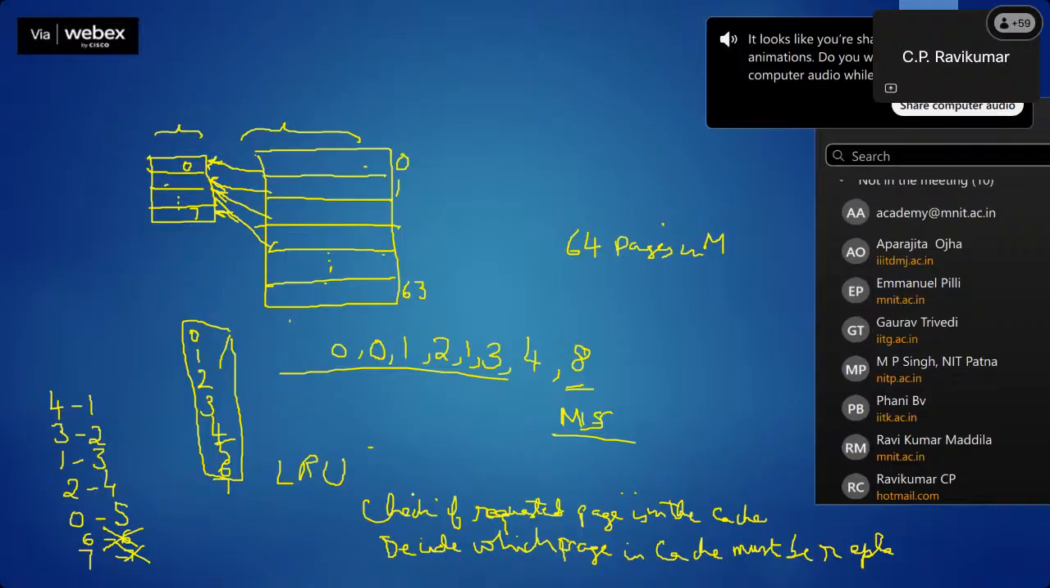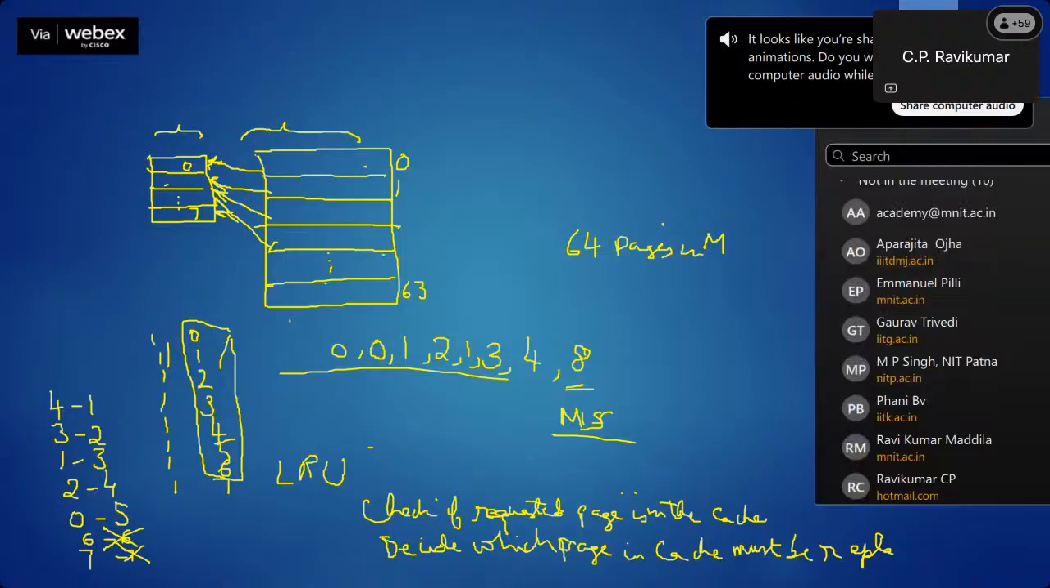In addition to that, you may have to keep a bit called valid. See, initially all of them are valid, because we have loaded good pages. Later, when we remove pages, they may become invalid. For example, when we update a page, suppose we are trying to write to the memory.